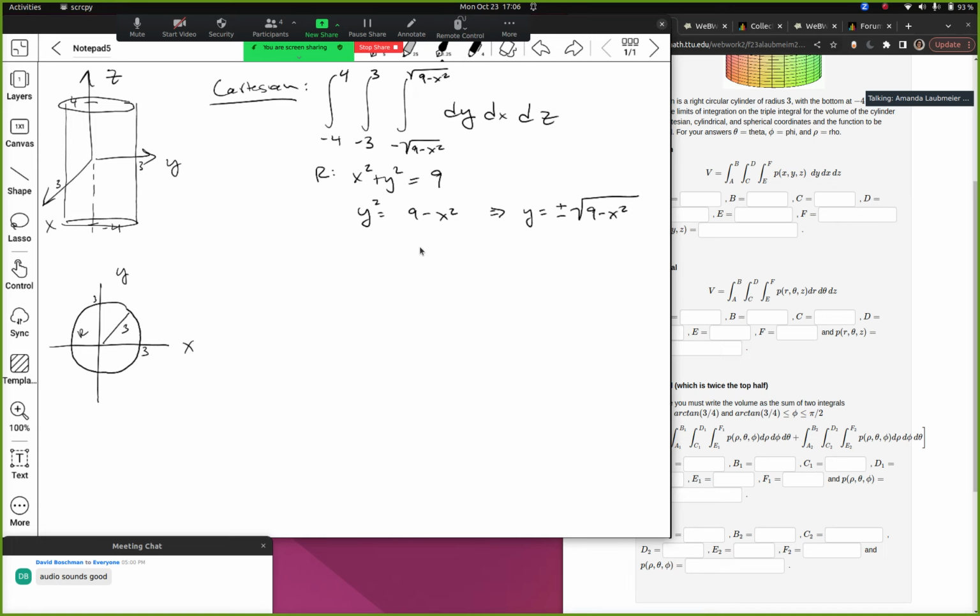So then moving on to cylindrical. The order we do it is dr, d theta, dz.